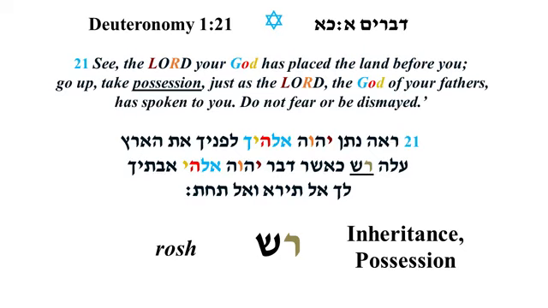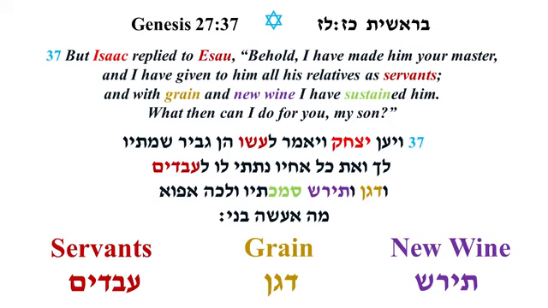We see it in Genesis 27:37. "But Isaac replied to Esau, 'Behold, I have made him your master, and I have given to him all his relatives as servants. And with grain and new wine I have sustained him. What then can I do for you, my son?'" This is when Esau comes in to get the blessing, but it had already been given to Jacob, and Isaac poured everything he had into the blessing for Jacob, thinking it was Esau. Remember, Jacob put the fur on his arm and wore Esau's coat, so he smelled and felt like his brother Esau, and he got the blessing.